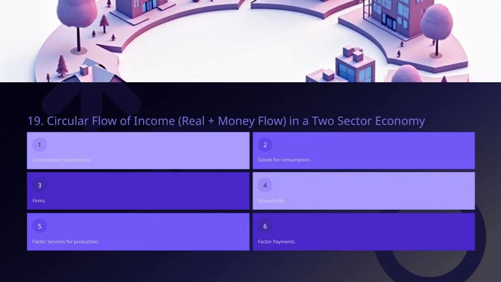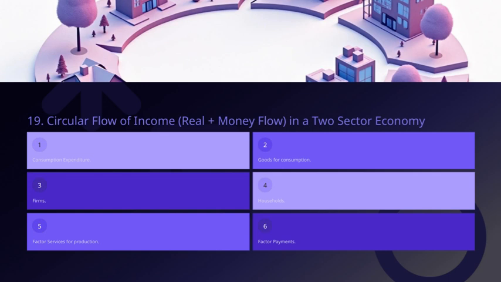Let's take a closer look at slide 21, which illustrates the circular flow of income in a two-sector economy. Here, we see the key components involved. At the core, households are shown as the consumers and providers of factor services. They supply factors like labor, land, and capital to firms, which is represented by the arrow labeled factor services for production. In return, firms pay households factor payments, which include wages, rent, interest, and profits.